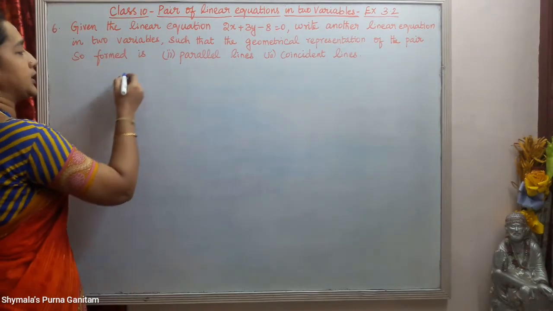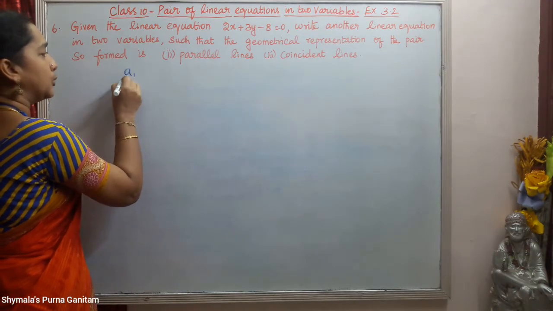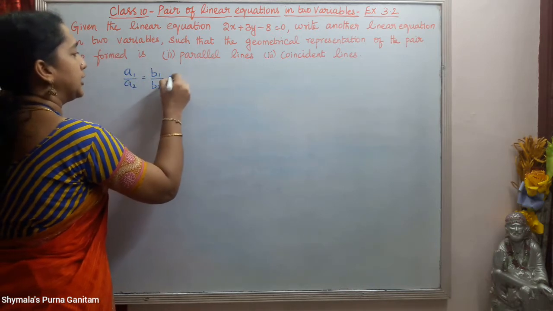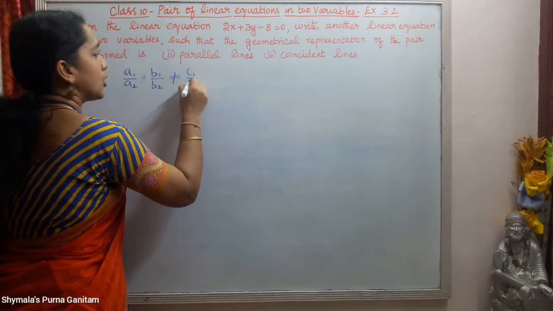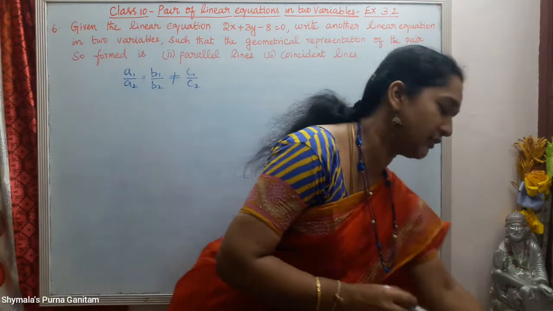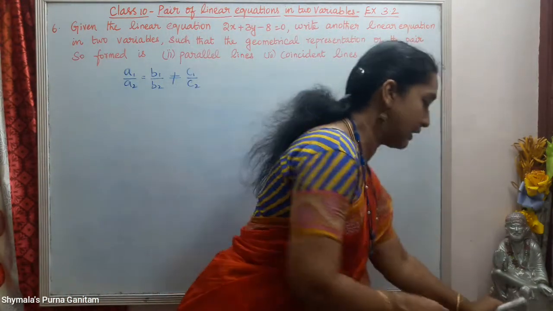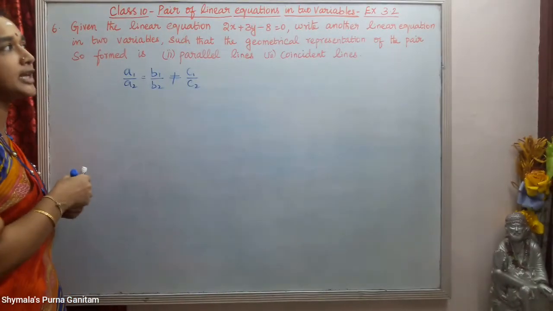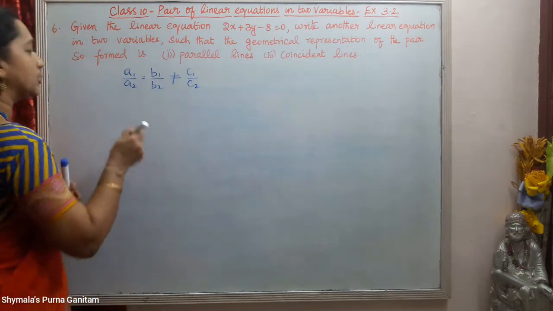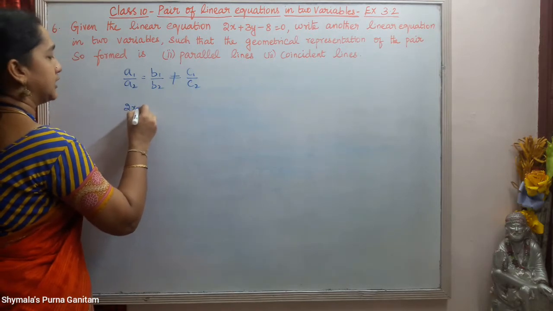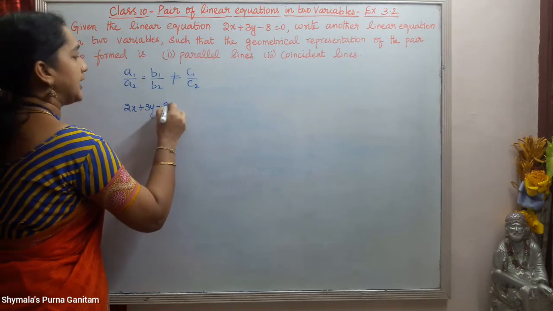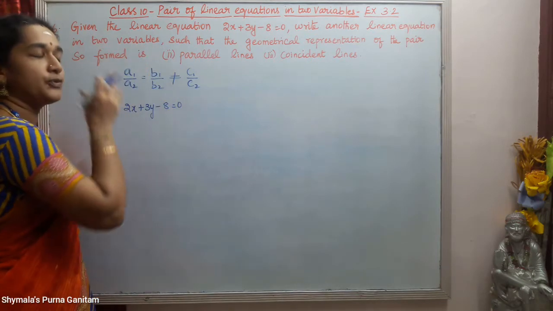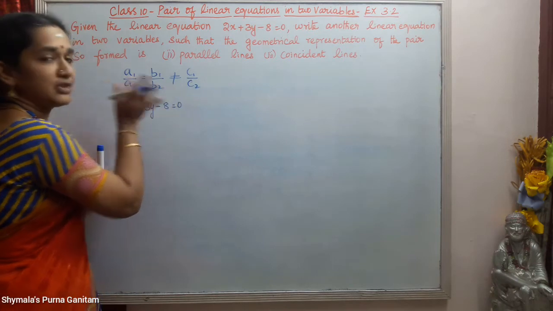So the condition for the parallel line is A1 by A2 is equal to B1 by B2 not equal to C1 by C2. So one linear equation is already given in the question, that is 2x plus 3y minus 8 is equal to 0. So this is the condition given. We have to find another linear equation to satisfy this condition.